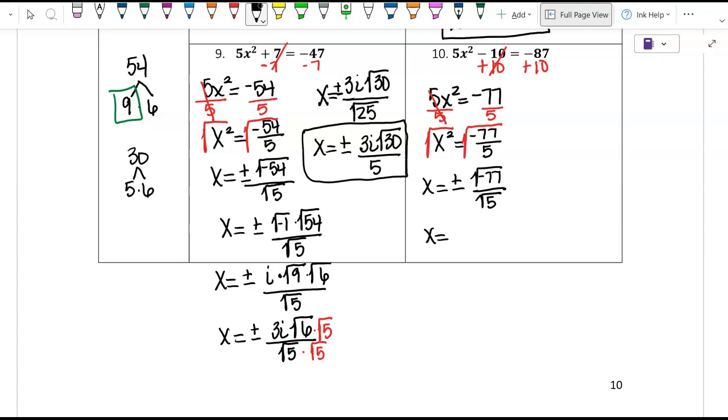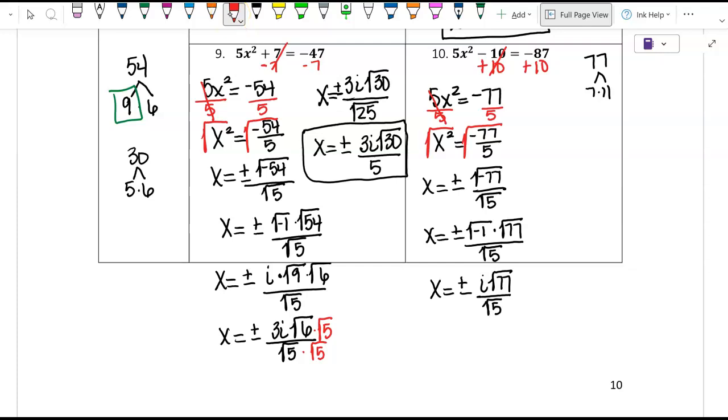So x equals plus or minus the square root of negative 1 times the square root of 77 divided by the square root of 5. I'm going to replace the square root of negative 1 with i. If I look at 77, that's just 7 times 11. There's no perfect squares there. So x equals plus or minus i radical 77 divided by radical 5.